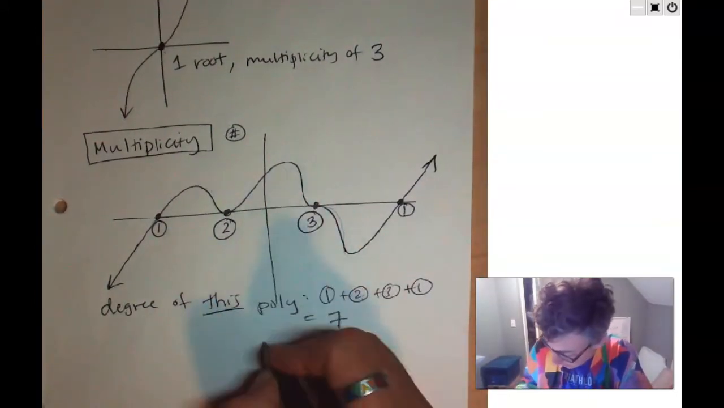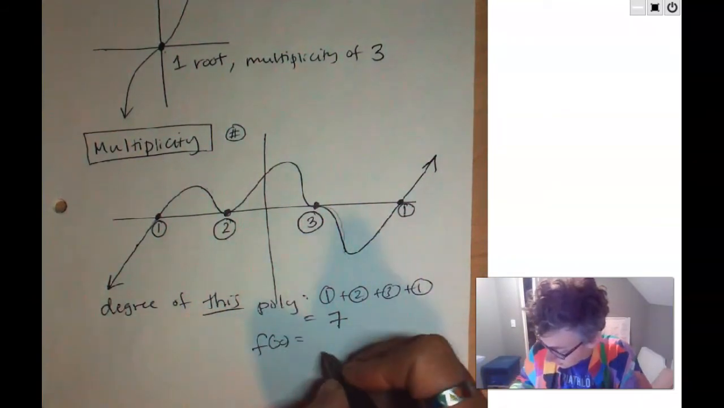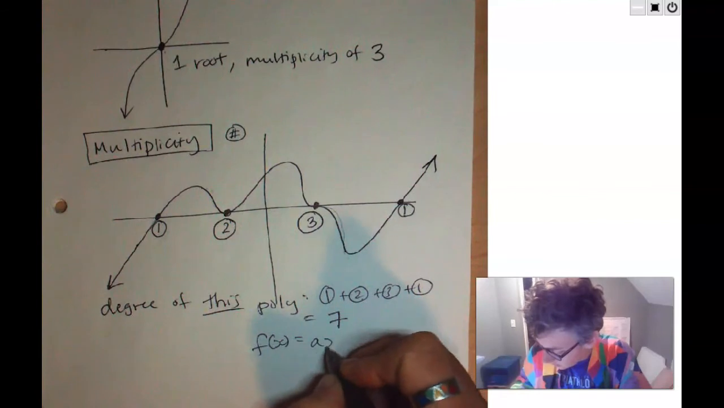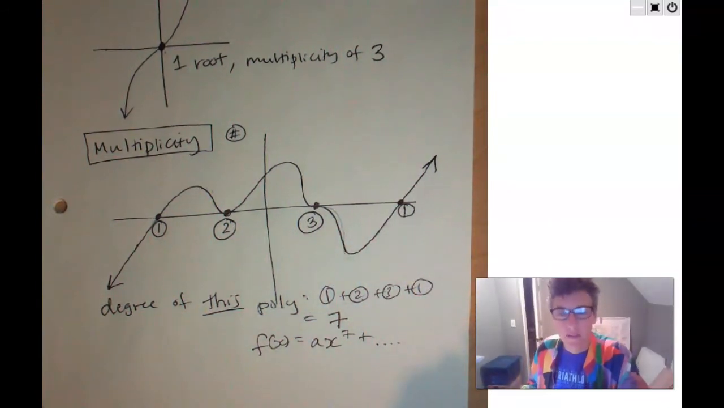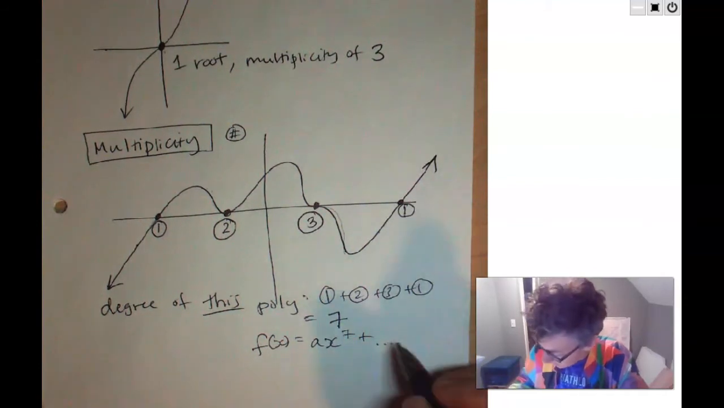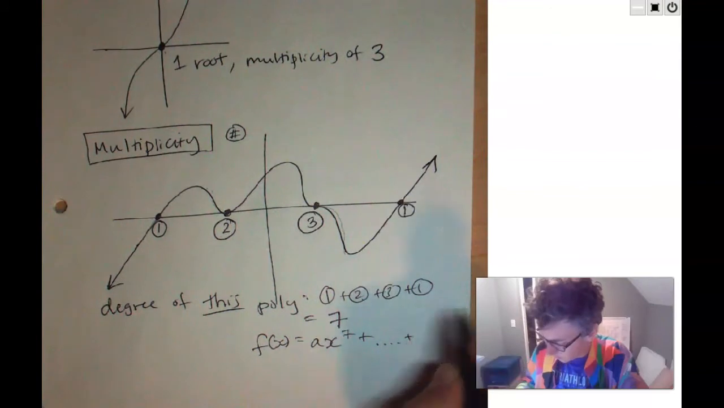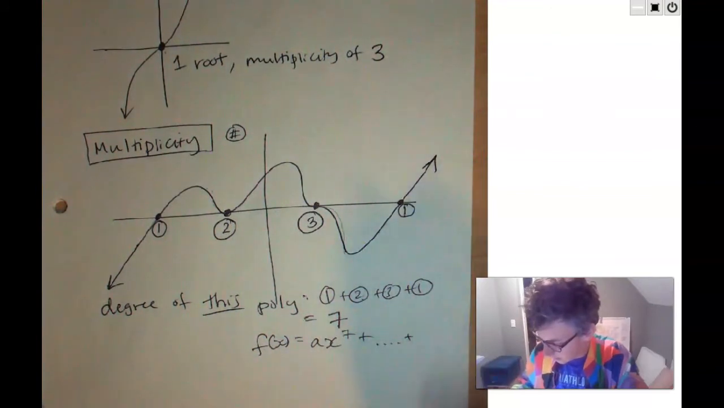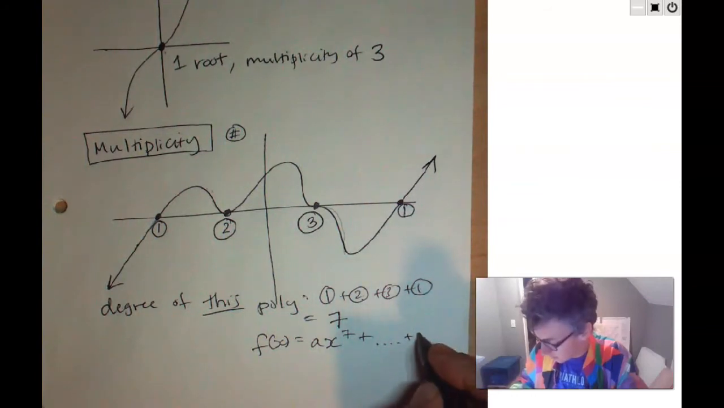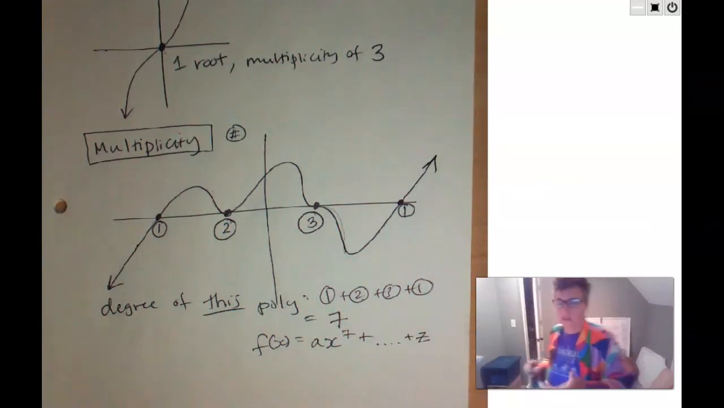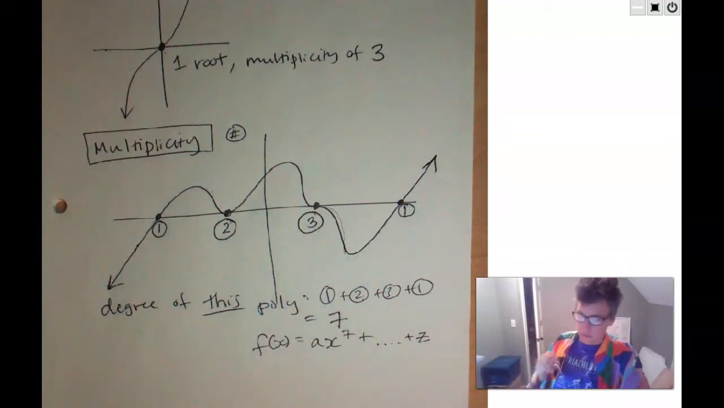So something along the lines of f of x equals something to the 7th plus blah blah blah blah. Probably a lot of garbage at the end, up to adding some constant, which we would be at the 8th letter of the alphabet, which I'm not sure what that is. So I'm just going to pretend it's the letter Z, which it's clearly not. The degree of this polynomial is the sum of its multiplicities.